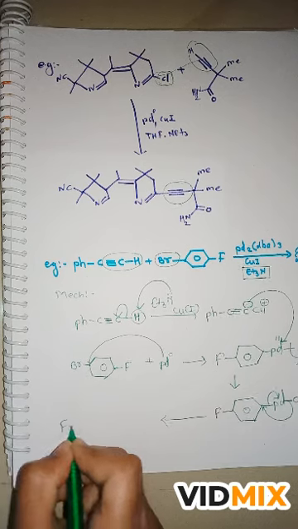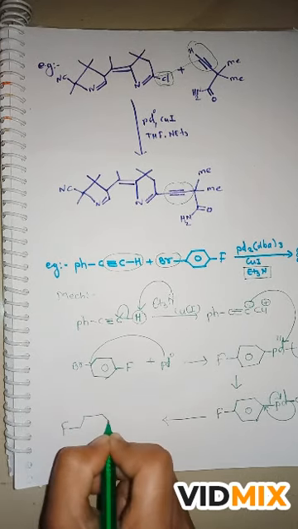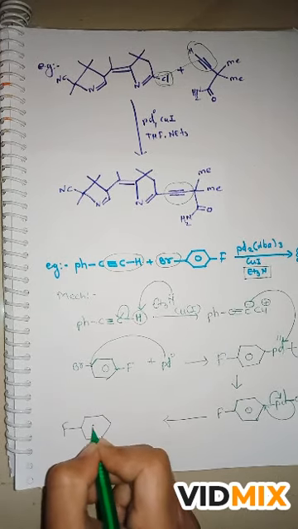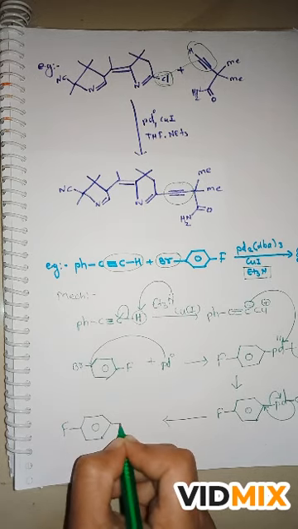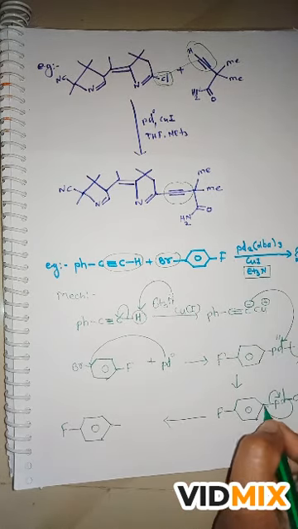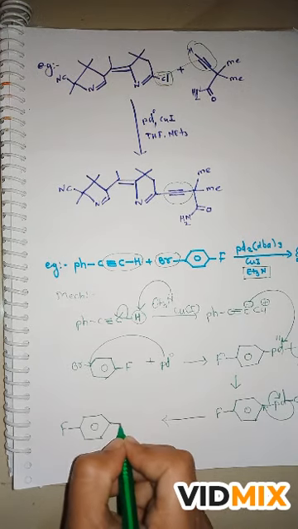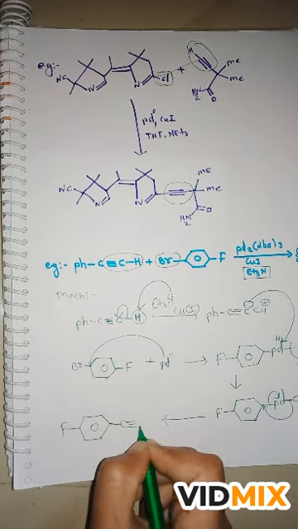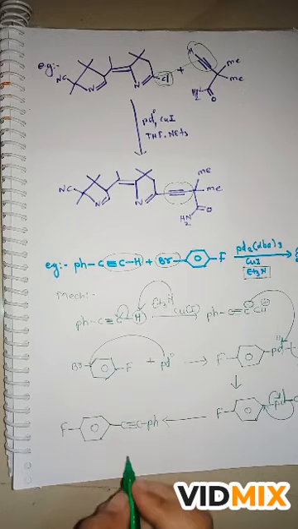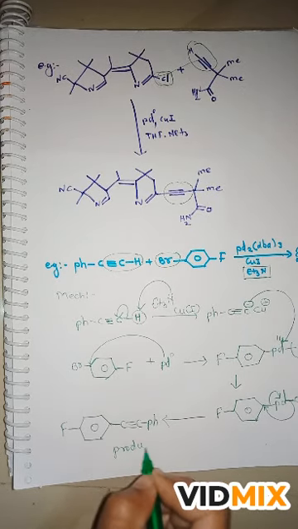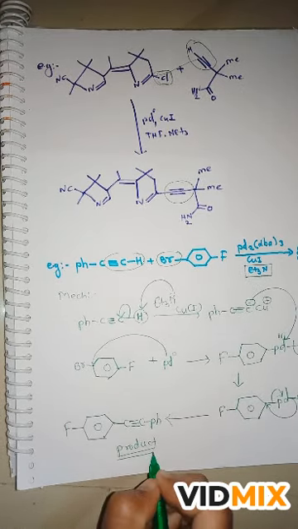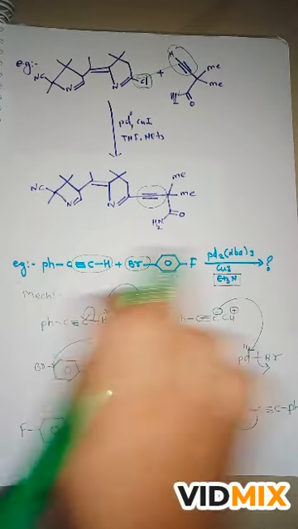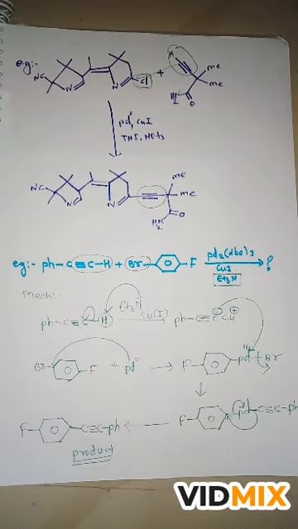And finally here is our final product, that is an internal alkyne. This sp carbon is attached to this sp2 carbon. Here is this sp carbon, this triple bond, and this Ph. Here is our product as an internal alkyne. This is also another way to write the mechanism of the Sonogashira coupling reaction. These are some examples of this reaction.